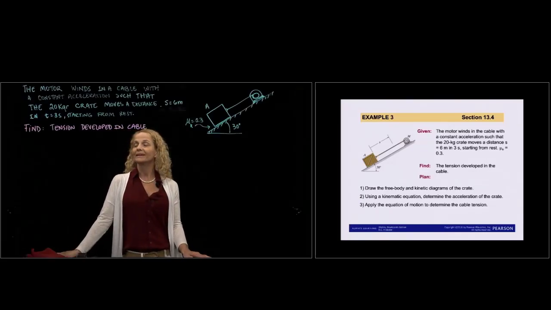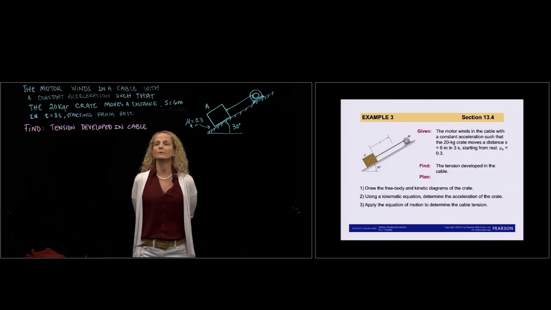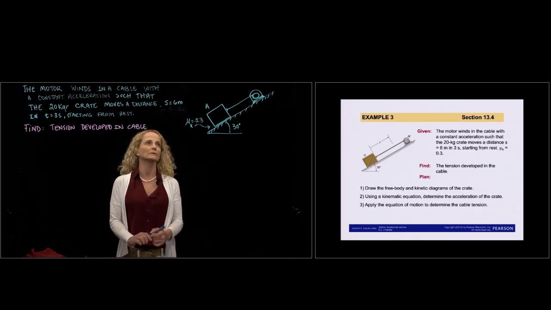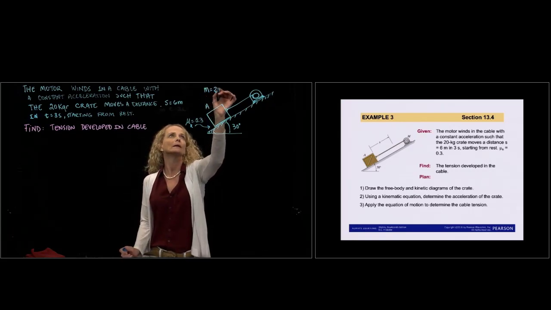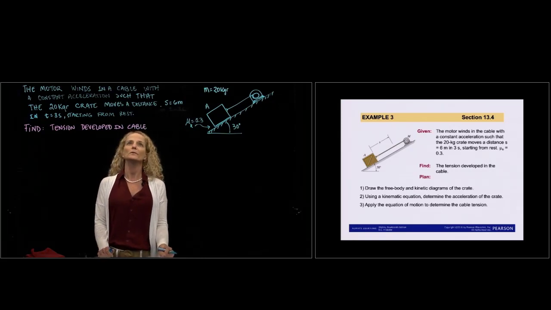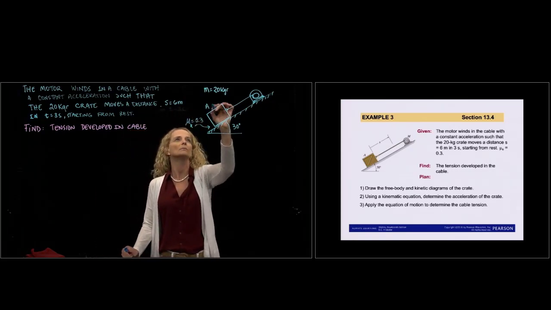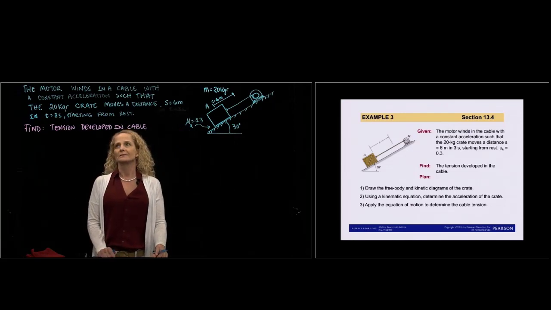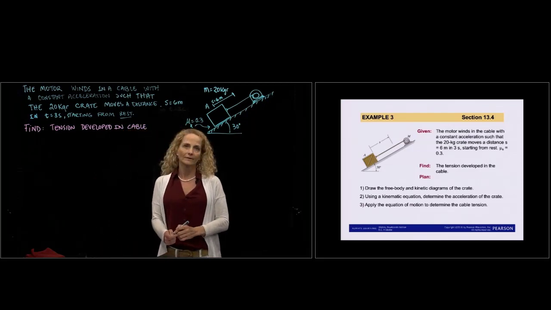This is example number 3 of section 13.4, chapter 13. We have a motor winding a cable with a constant acceleration such that the 20 kilograms crate, so we know that the mass is 20 kilograms, so we have to be clear what our data is. The crate moves a distance of 6 meters in a time of 3 seconds, starting from rest. That's important. And we want to find the tension developed in the cable.